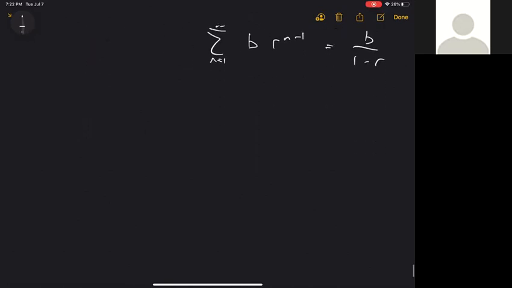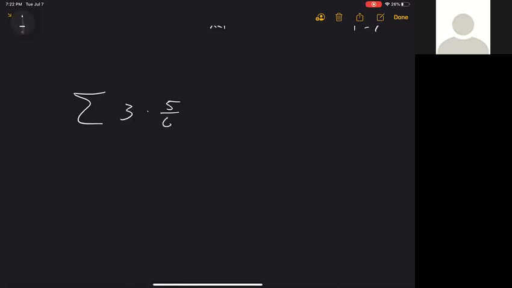So let's do an example. I find a concrete example is always the best way to explain something. Let's say I have 3 times 5 over 6 to the power n, starting at 1, going to infinity. So this looks like a geometric series, right? And maybe it's clear now that this is my R, and this is just some constant A. So I want to use this formula A over 1 minus R. But for that formula, I need n minus 1 here. So I don't have that, and I can't use this formula directly.